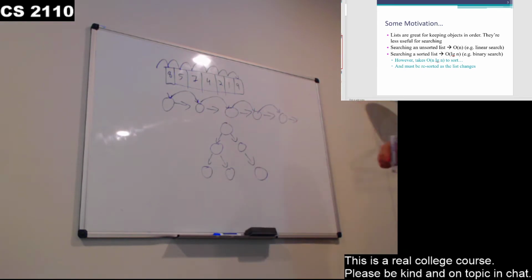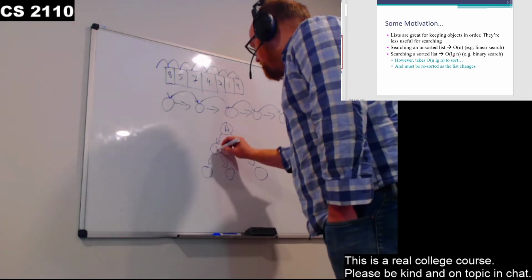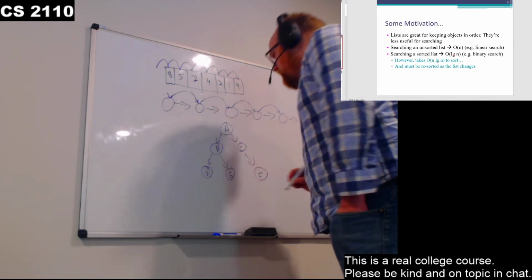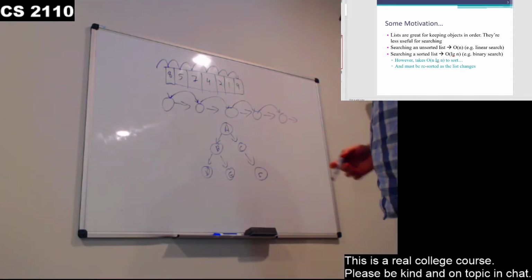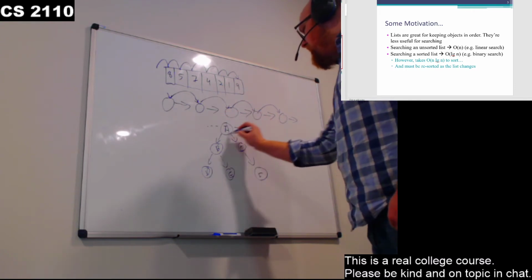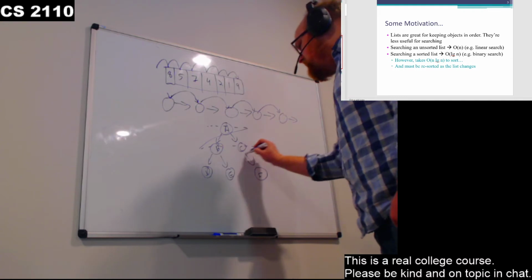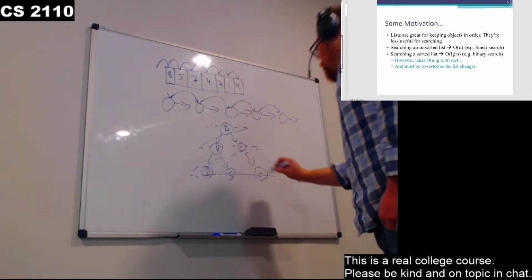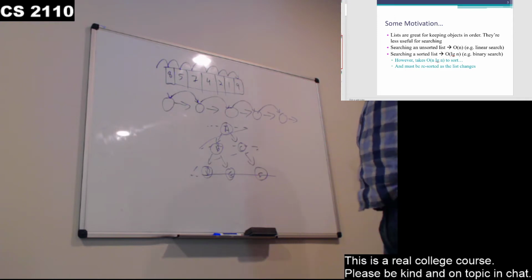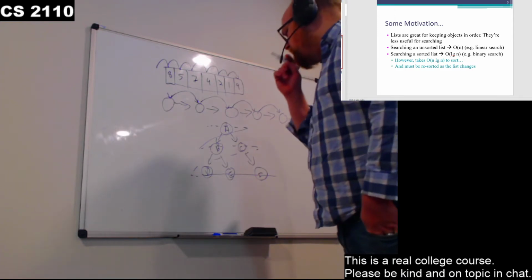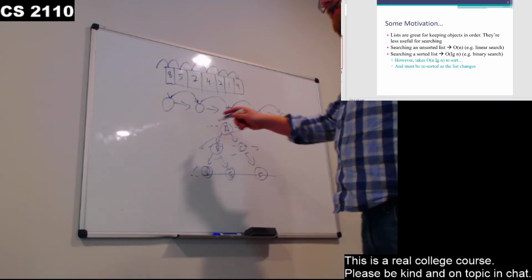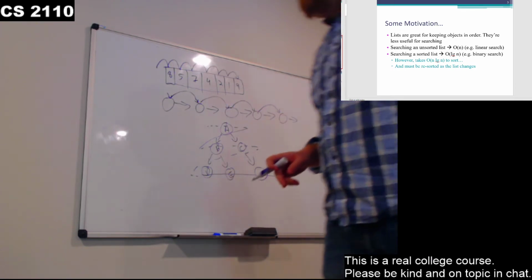What order would I visit these nodes in? I'm going to label them A, B, C, D, E, and F. How could I visit these? Would I go one level at a time, A, and then B, C, and then D, E, F? I could do it that way, and this would be, by the way, called a breadth-first search.